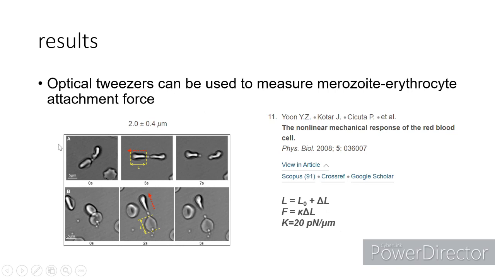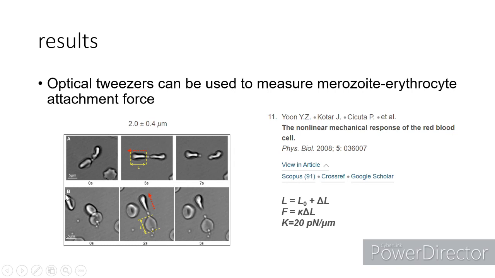So let's see the fig A. There are two erythrocytes being attached by one merozoite. And then we use two separate optical tweezers to pull the two erythrocytes in different directions. And when we pull them apart, we can calculate the maximum L. And by using these equations, we can find the force now is almost 40 piconewton. This is the detachment force.